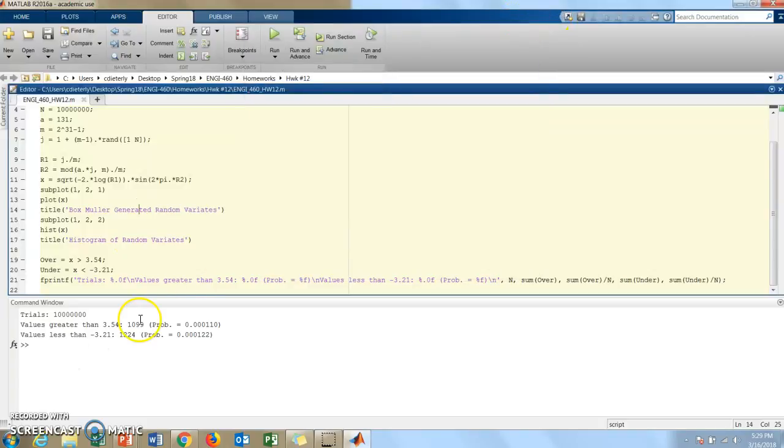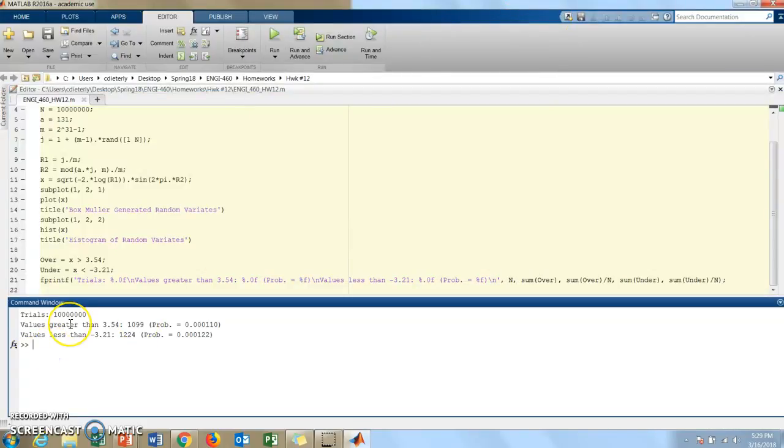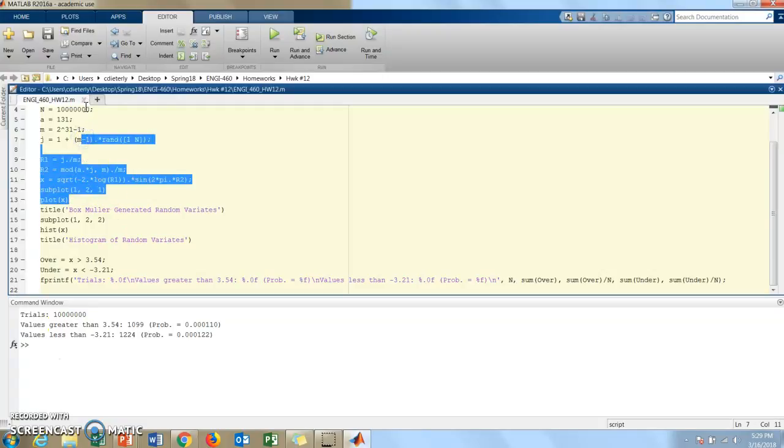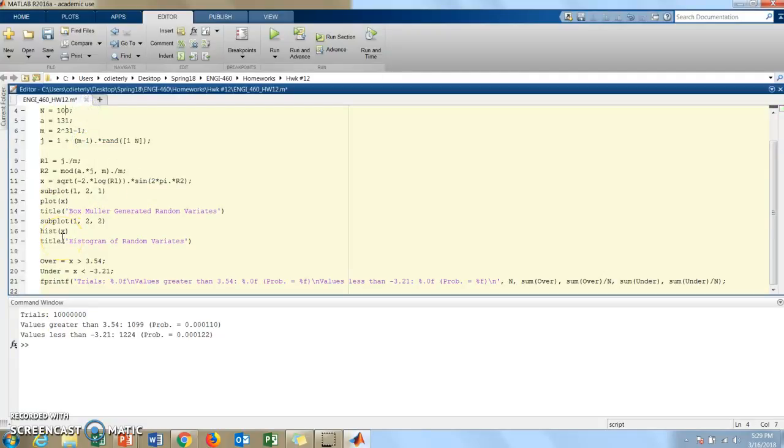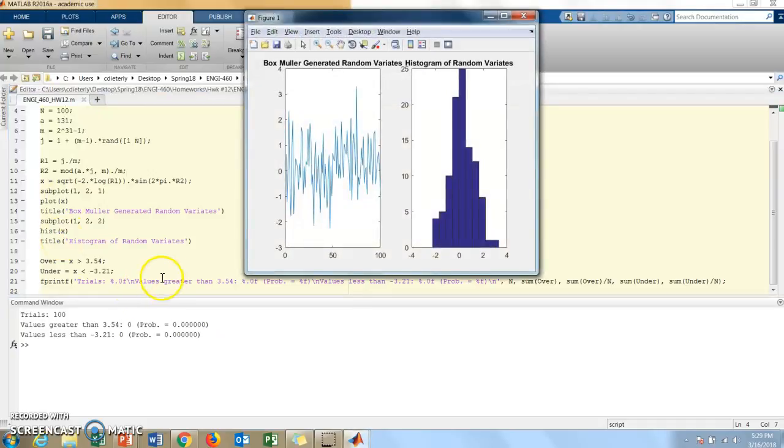And one thing to note is that you have to run a very large number of trials, because say N was actually only 100, there's going to be basically no values greater than 3.54 and no values less than negative 3.21, as you can see down here.